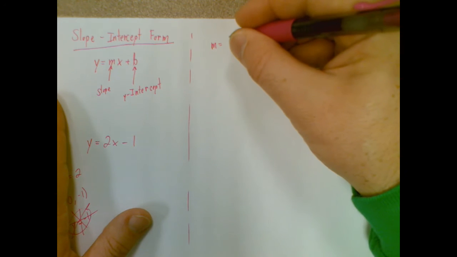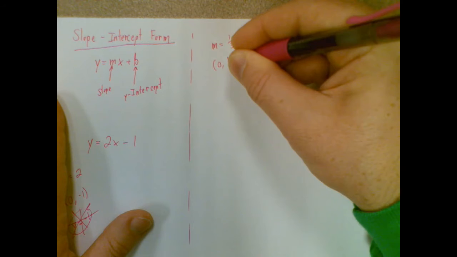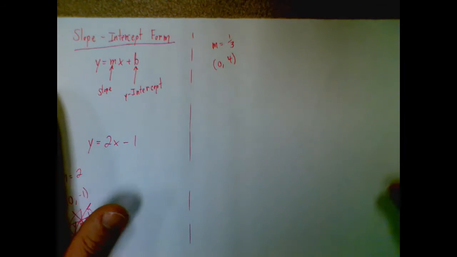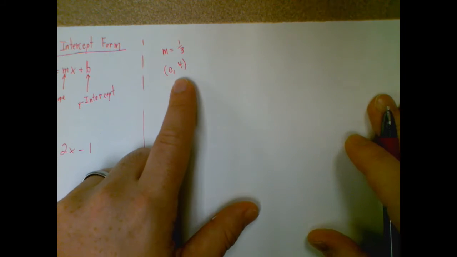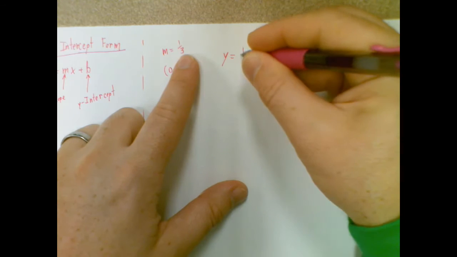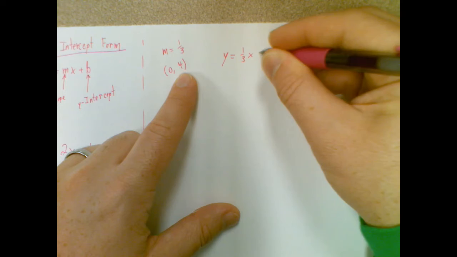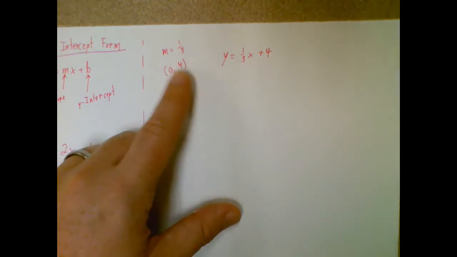So if we have the slope of, say, 1/3, and I have the point 0, 4, that's the easy case because 0, 4 is already your y-intercept. So if I'm going to write this one, all I have to do is plug in my numbers because remember we have that 0, comma number. So I could write it like this, and that's my slope-intercept form.